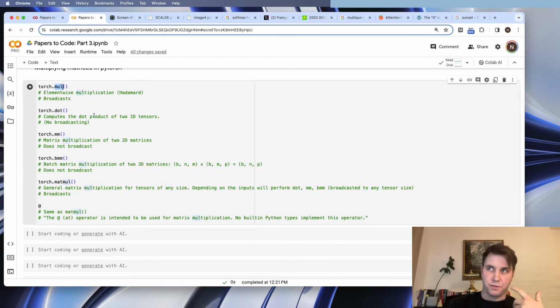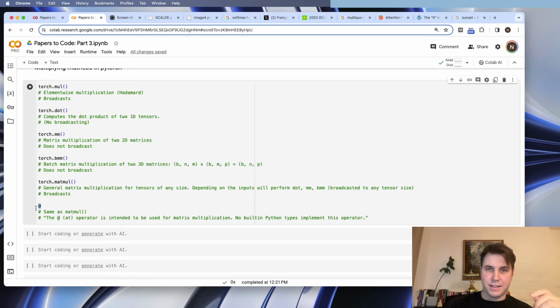Dot is reserved for the product of two 1D tensors. Matrix multiplication is two 2D tensors. BMM is batch matrix multiplication, and this is for 3D matrices. And torch-matmul is a general matrix multiplication for tensors of any size. Depending on the inputs, it will perform dot, matmul, BMM. So this is kind of the general one you use.